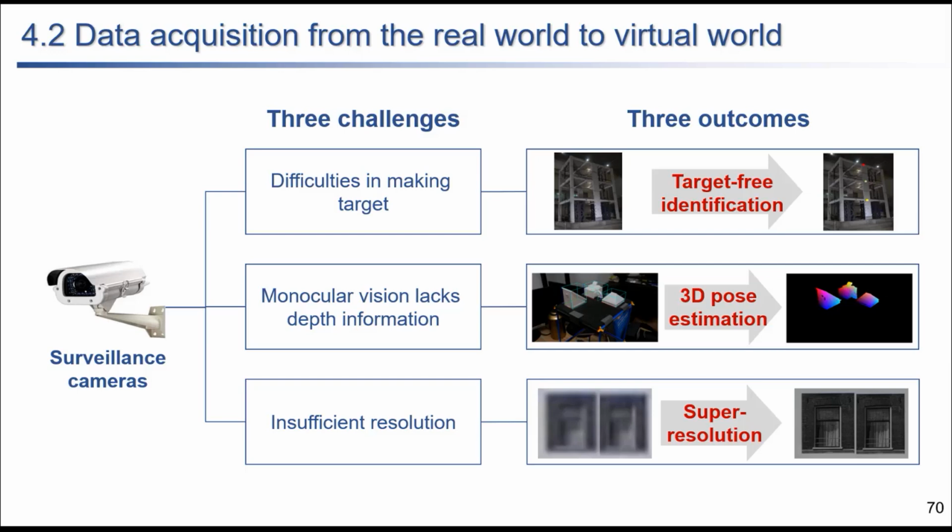But this kind of camera has limitations. Firstly, they don't have a target mark on the building, so we need to identify the movement without a target mark. The second is that we want to know the three-dimensional movement, but we always have only one camera. So how do we know the three-dimensional movement with only one camera? And finally, these cameras always have insufficient resolution. So how do we increase the resolution of these photos?